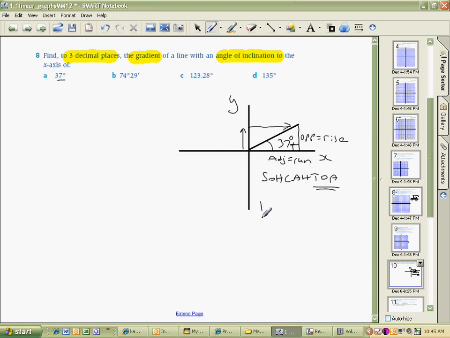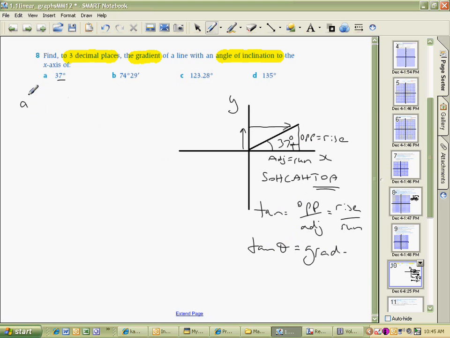So since tan equals opposite over adjacent, this is exactly the same as rise over run. So the tan of an angle, whatever the angle happens to be, is equal to the gradient. Did you know that? Well, you do now. So in this particular case, the gradient is equal to the tan of 37 degrees.